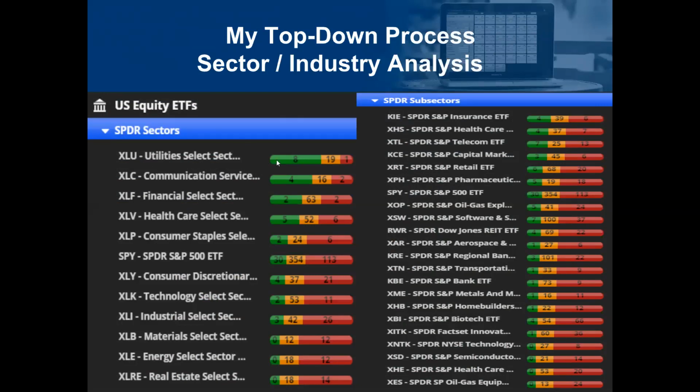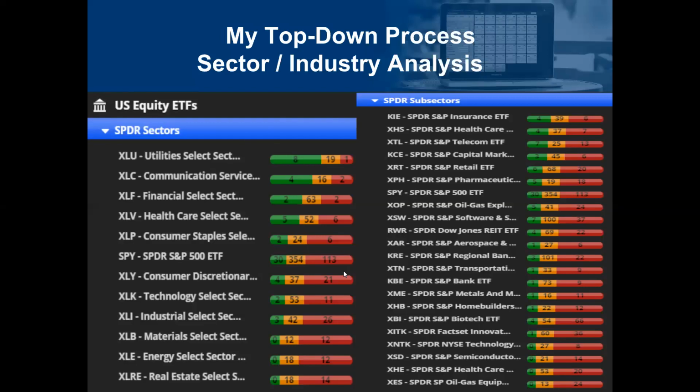I mean, utilities are one of the strongest sectors in the market, along with healthcare and consumer staples. So we know that when we're looking for long ideas, currently, we want to look at the utility sector. We want to look at the consumer staples sector, and we want to avoid those sectors of the market which are the weakest. So real estate doesn't have any bullish stocks. It has 14 bearish stocks.